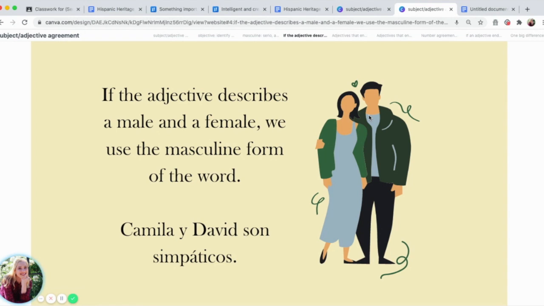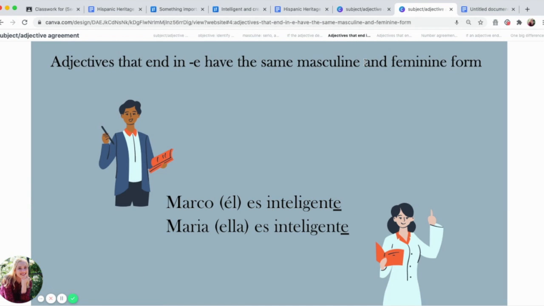So for example, if I'm saying that Camila and David are kind, I would say Camila y David son simpáticos. If I was only describing Camila, I would say Camila es simpática. But I have to use the male form because we have a male in there. So whenever you're wondering if it should be a masculine form of the word or a feminine form of the word, if there's any males in there at all, you have to use the masculine form.